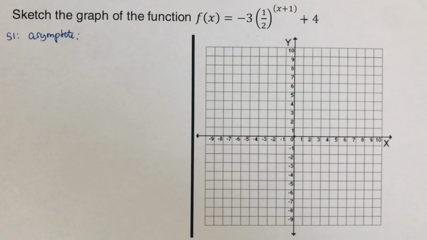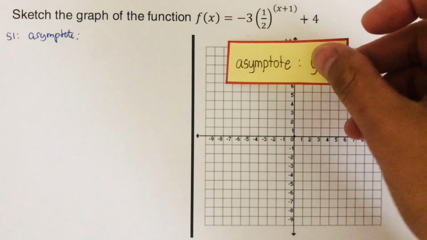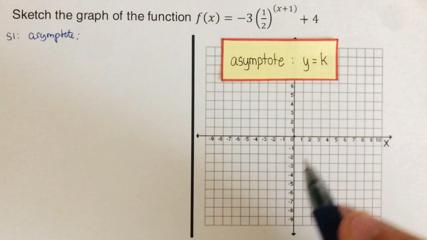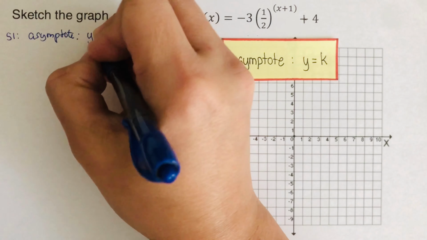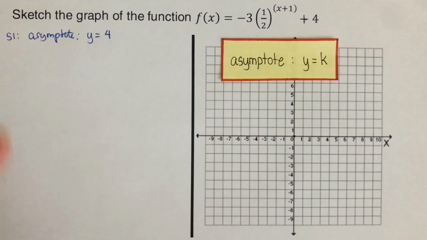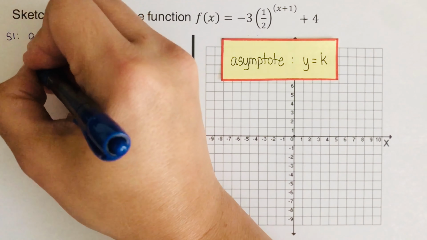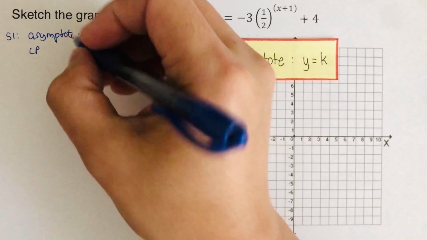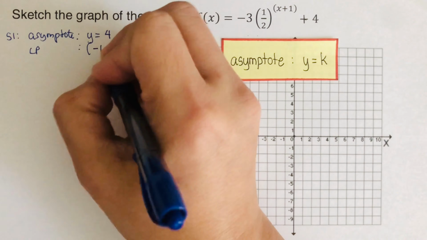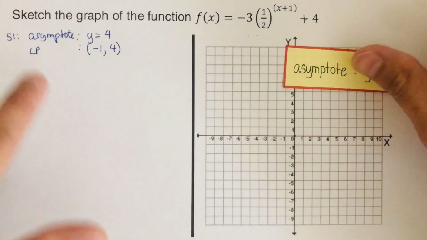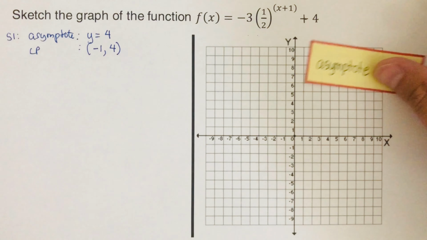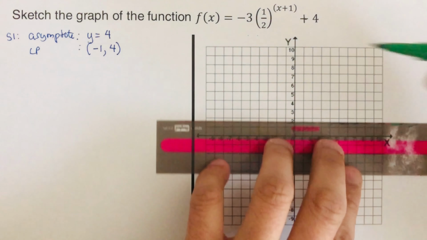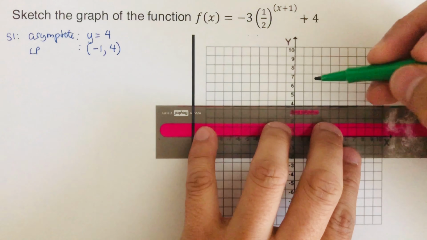Please remember that the asymptote for an exponential function with transformation is that y is equal to k. So our k is a positive 4. So we can go ahead and write y is equal to positive 4 or just 4. Now the locator point is, remember, we are supposed to switch and keep. So that would be a -1 and a positive 4. Now we're ready to sketch both the asymptote and the locator point. So the asymptote is located on y is equal to 4. So it's going to be up here.